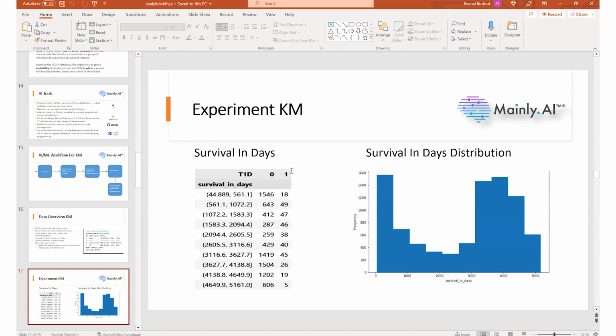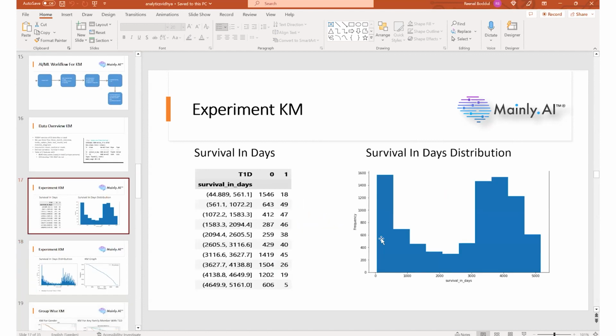If you observe this column, 1, 18, 49, 47, 46, the events are not happening at a constant rate. It's not changing by 5, 15, 30 or 45, so it's not changing with any constant. The event is happening randomly. If you look at the distribution of the survival in days, that tells us the randomness of the survival days.